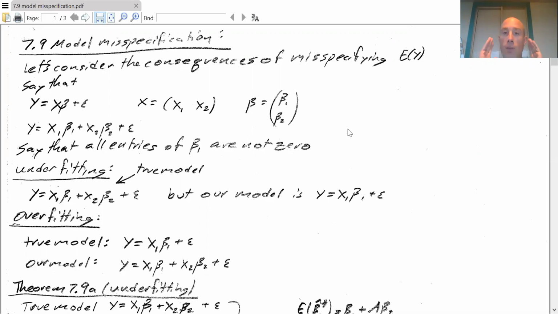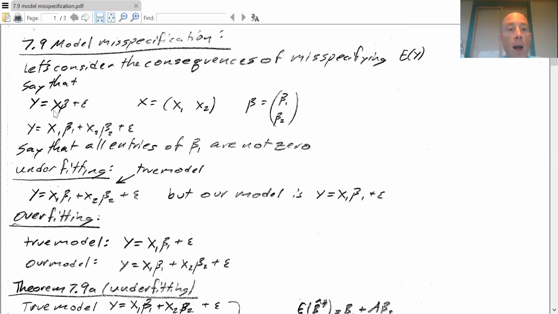To summarize what's going to happen: if we underfit, we make things biased. If we overfit, we increase the variance. That's basically a good way to summarize the penalties that we're going to see. So we're talking about model misspecification. Let's consider the consequences of specifying the wrong type of model.